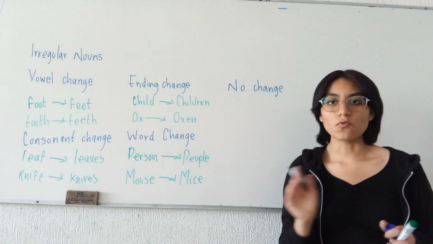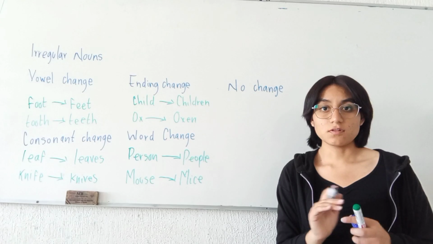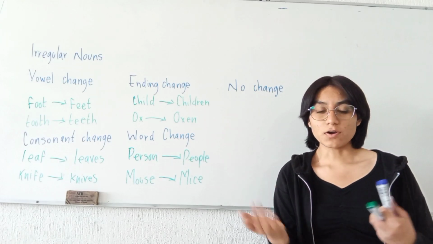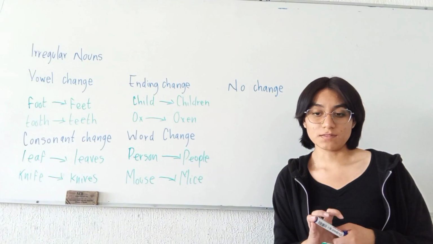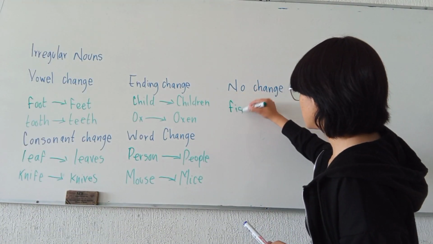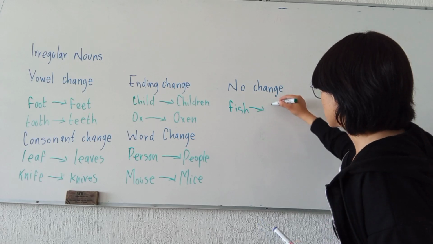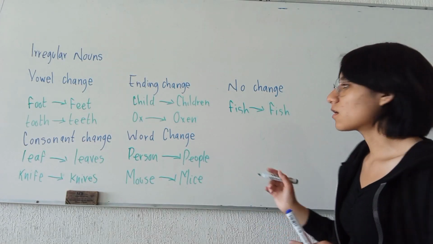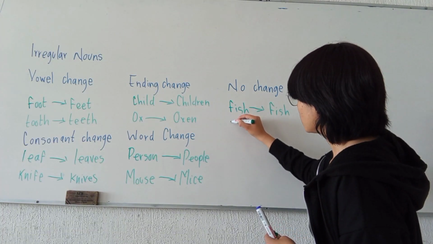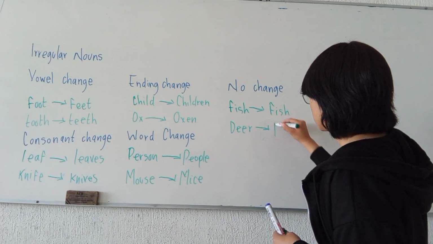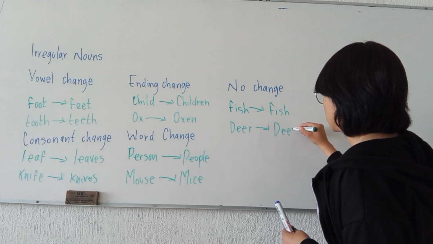And finally, we have the no change. In this case, the word doesn't change. It doesn't matter if it's plural or singular, the word will be the same. For example, fish still being fish, and it doesn't matter if it's singular or plural. Or for example, deer still being deer.